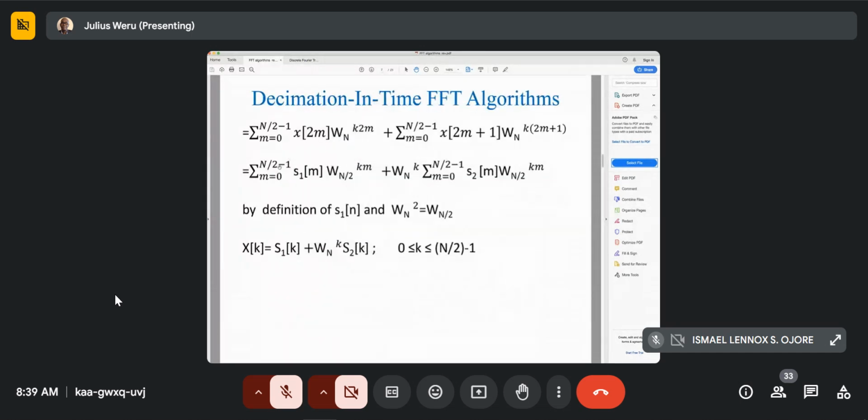There we are. So for the even, we have x of 2m, W_N to the k 2m. So we have just changed from n to m, and then we are having N over 2 minus 1 samples. Half of those samples, because half means you're going from 0 to N over 2 minus 1 instead of 0 to N.